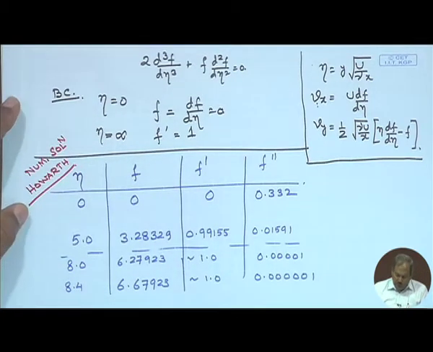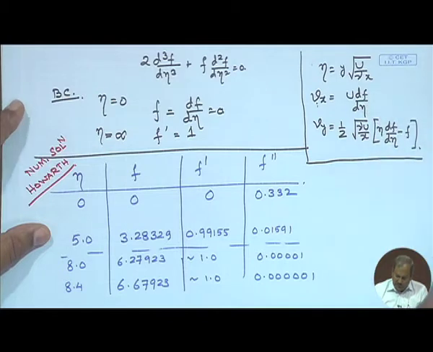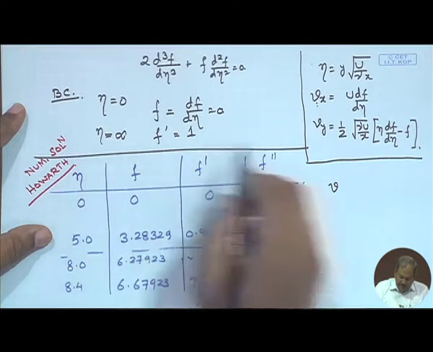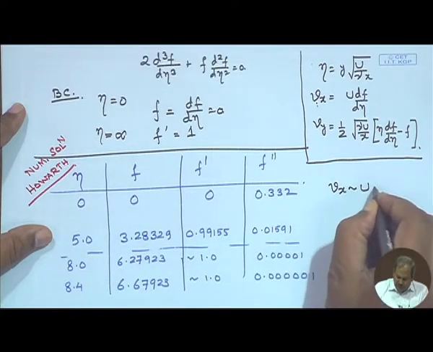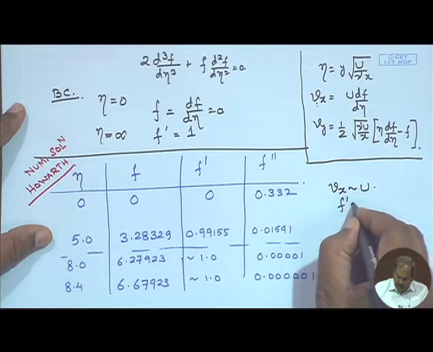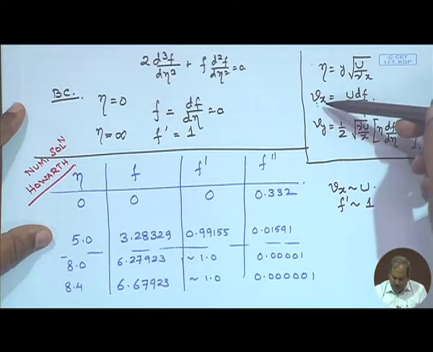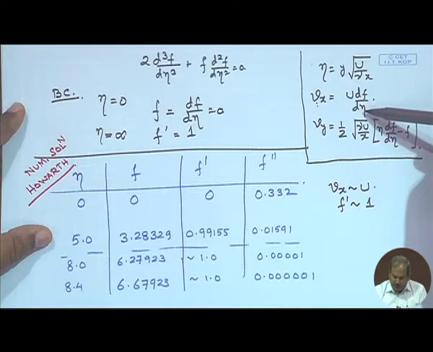So if you look at the definition of Vx, you understand that for Vx to be equal to u, f prime has to be equal to 1. So the definition of Vx tells you that in order for the velocity to approach the free stream velocity, to be equal to the free stream velocity, the value of df d eta must be equal to 1.